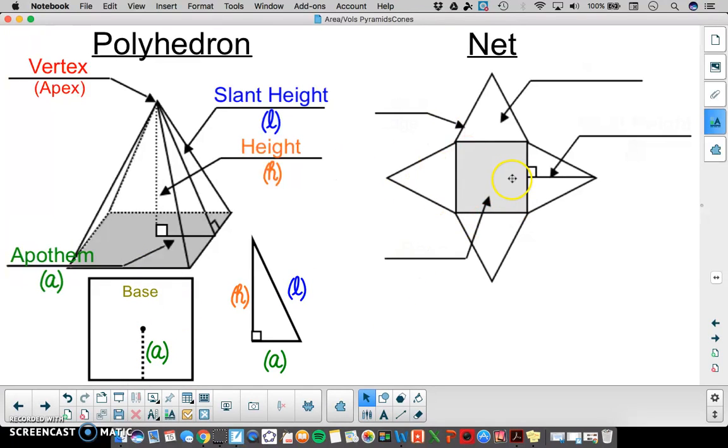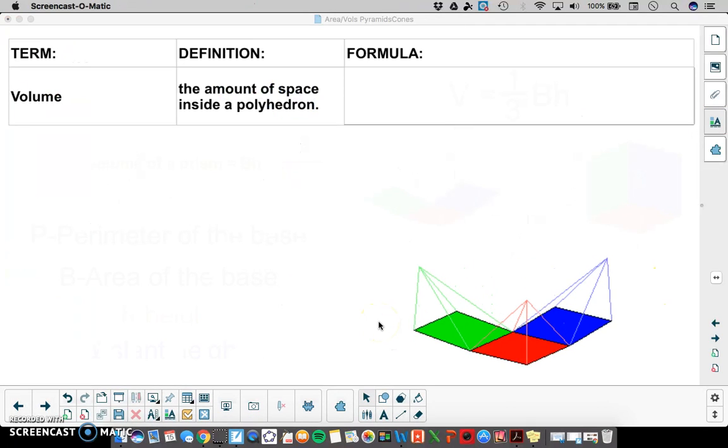In the net version, we have our base. We also have our lateral faces, which are the triangles. We have that lateral edge. And then from the vertex straight down to the middle of the side is your slant height represented on the net. Now let's talk about volume.